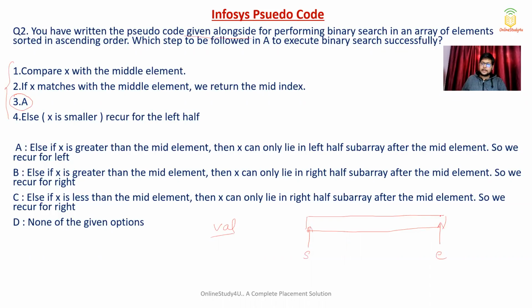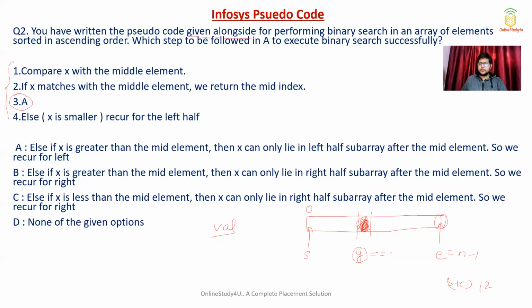We make the end, that is the n minus 1th index, as end, and we make the 0th index as start, and then we find the mid index, that is (start plus end) by 2. And now we compare this number. Let's say this number is y. We find the middle number, the number which is present in the mid index. And now there are three possibilities.